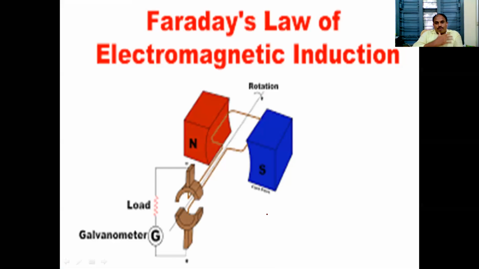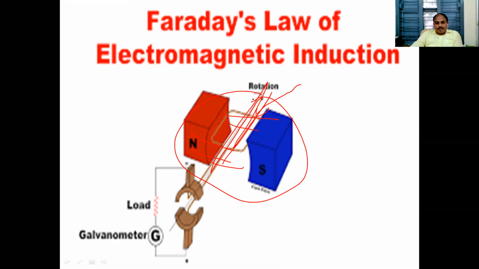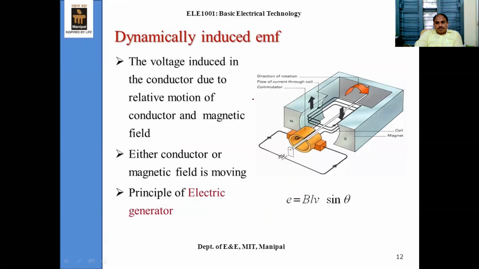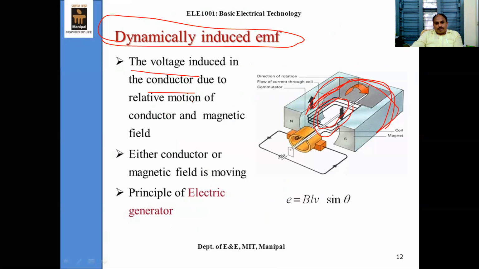So this is the dynamically induced EMF, following Faraday's laws. Here the conductor is rotating and the magnetic field system is stationary. This is the principle of dynamically induced EMF, the generator principle. Armature conductors are rotating, so there is motion, hence dynamically induced. The field is stationary.